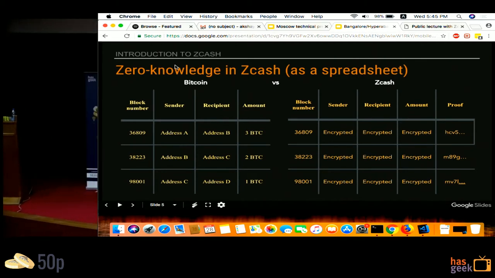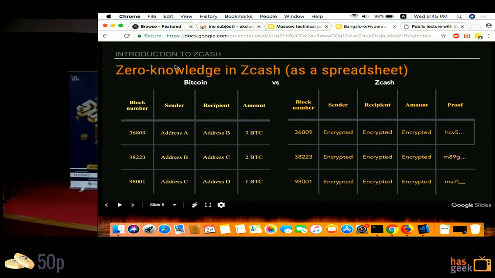This is Zcash as an Excel spreadsheet. So this might be the first thing I said that you don't know: Zcash uses encryption to conceal the sender and recipient and amount transacted, and then it adds this new column, which is a zero-knowledge proof of the correctness of the encrypted transaction. Did you know that? Okay. All right, so do you know what a zero-knowledge proof is? Okay, nobody does. I don't really know what a zero-knowledge proof is.